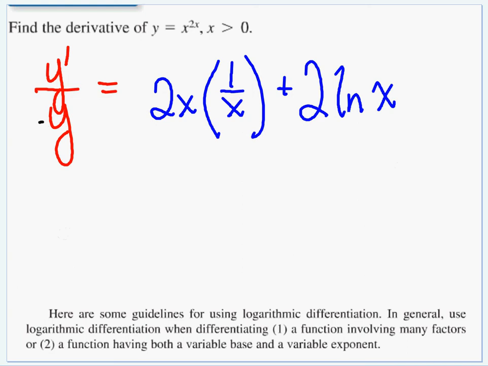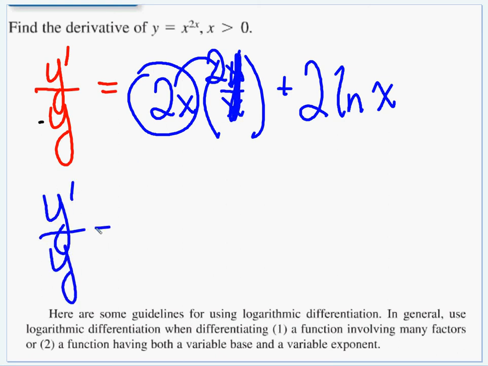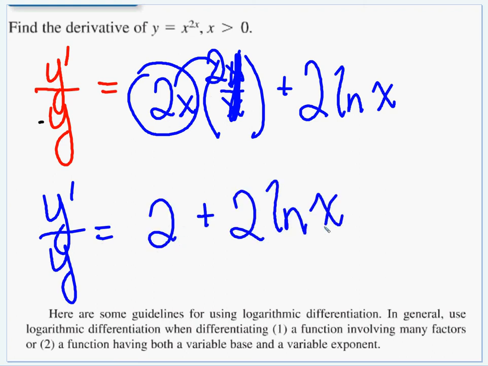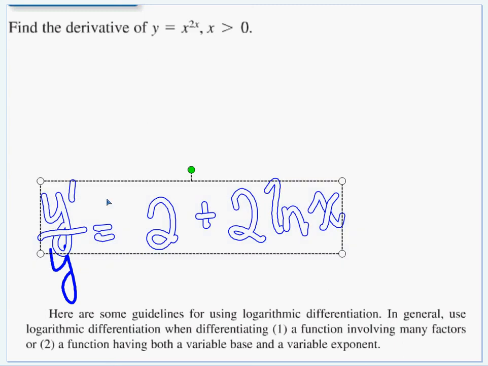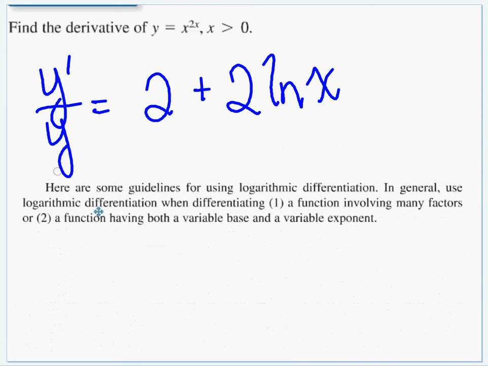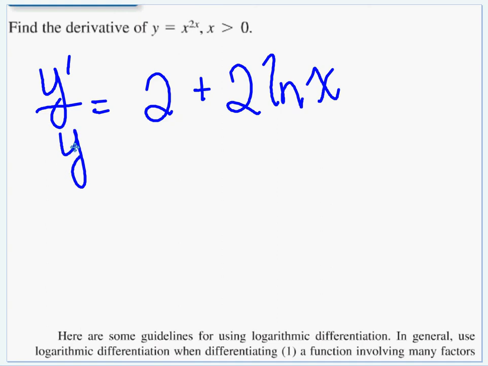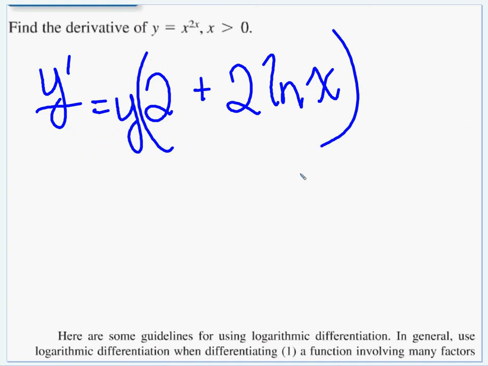Well, let's see here. In this term, 2x times 1 over x means we can put the 2x on top. So the x's are going to cancel. So we can write y prime over y equals 2 plus 2 natural logs of x. All right, to get our derivative alone, we are going to multiply both sides by y. So again, to get dy dx by itself, I'm going to bring this y over. We're going to multiply, but of course we would need a set of grouping symbols there. So y times the quantity.